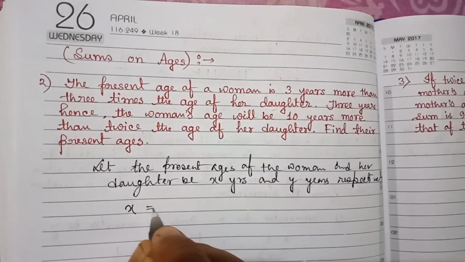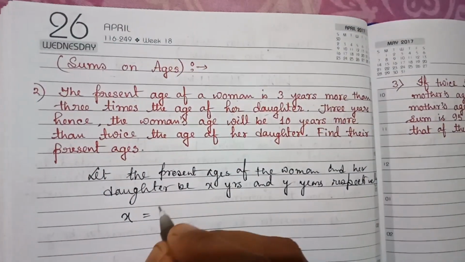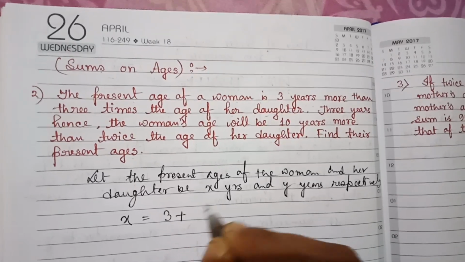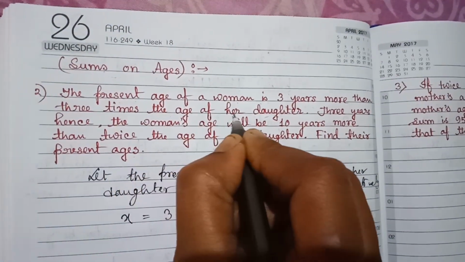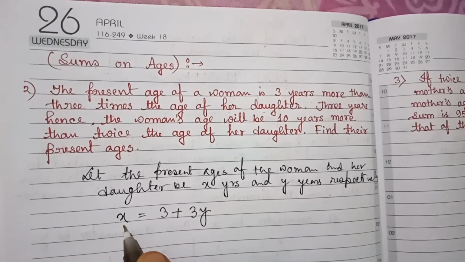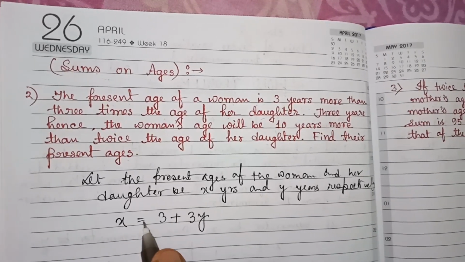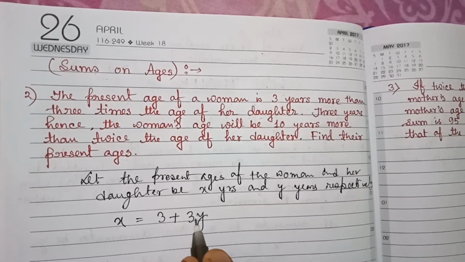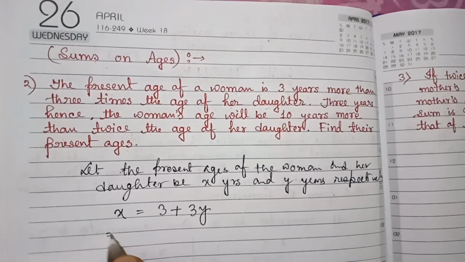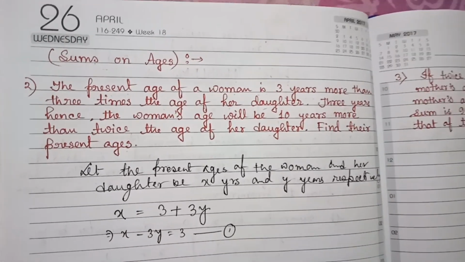That means x equals the present age of the woman, which is 3 years more than 3 times the age of her daughter. So 3 plus 3 times y. Again, I am repeating, look how I have constructed the equation. Present age of a woman is 3 years more than 3 times the age of her daughter. From this we can write x minus 3y equals 3, equation number 1.